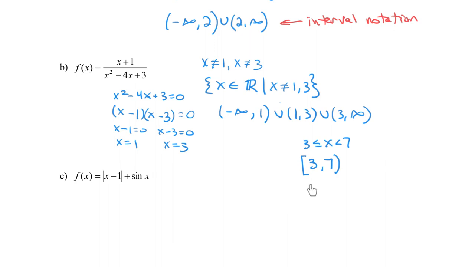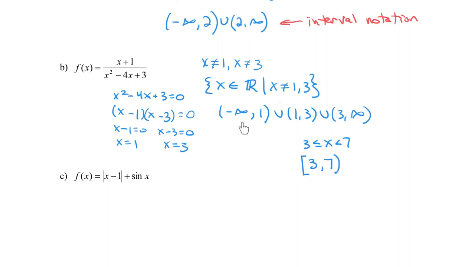Because remember, interval notation says we want all the real numbers on this number line between 3 and 7, but including 3. We've got the bracket here, right? Because this says x is greater than or equal to 3. So the "or equal to" part gives us a bracket. Here, x is strictly less than 7, so we get a parenthesis.